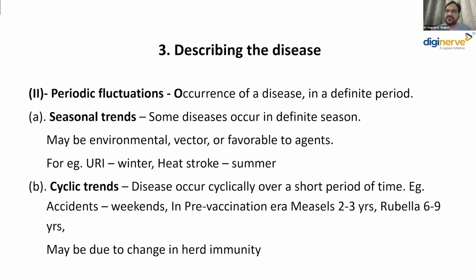Mosquito-borne disease usually affects the population either at the beginning of the summer or after the rainy season, because after the rainy season there is collection of water, so there is a chance of growth and development of mosquitoes. So it depends totally on the season. Suppose in the winter season there are cases of khansi zukam, coughing and cold, URI. Cases of URI are high in the winter because it is called seasonal trend. Heat stroke cases increase in the summer.